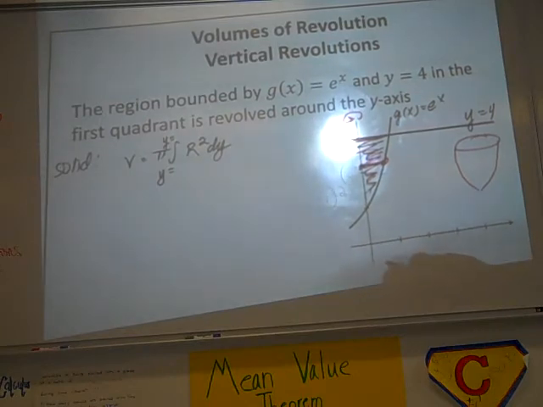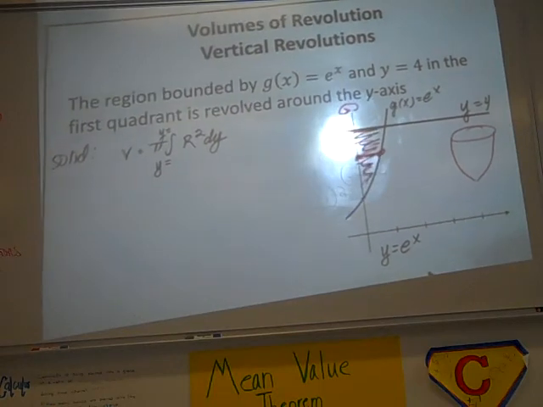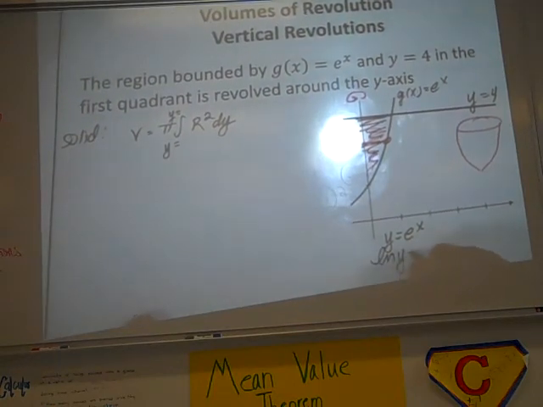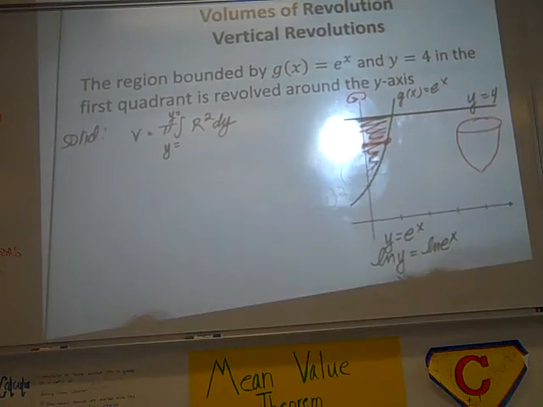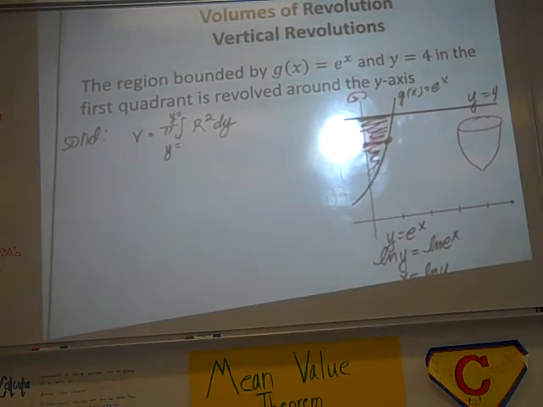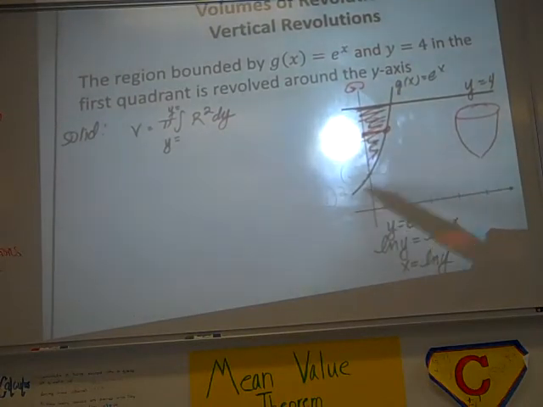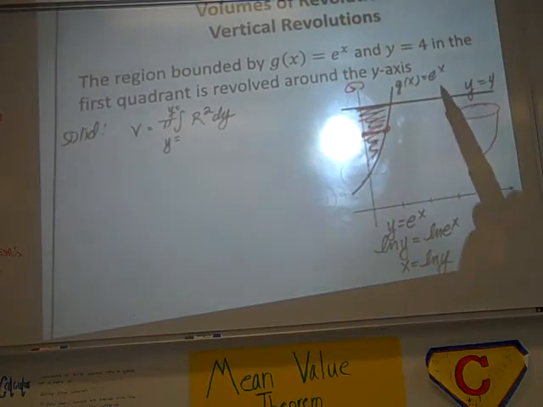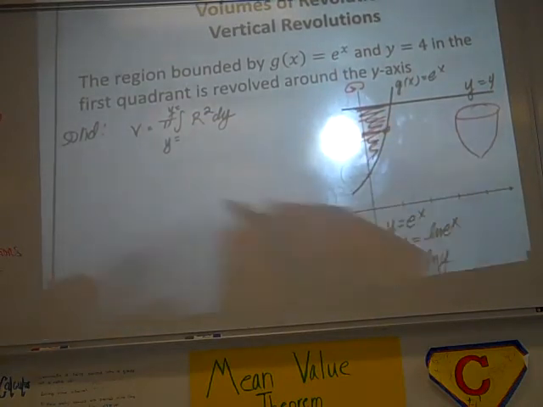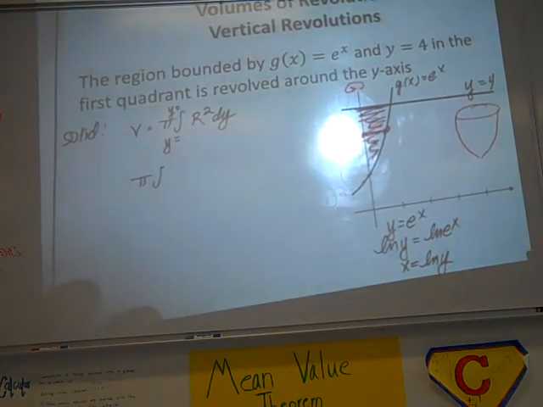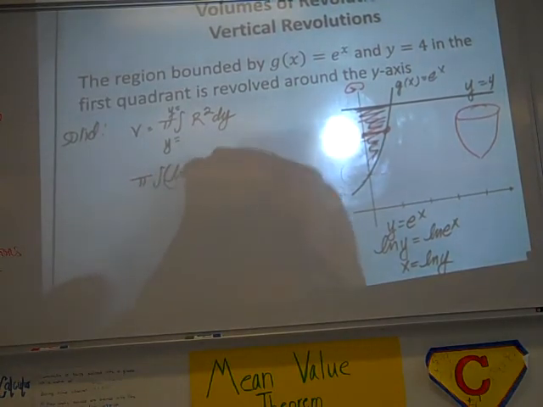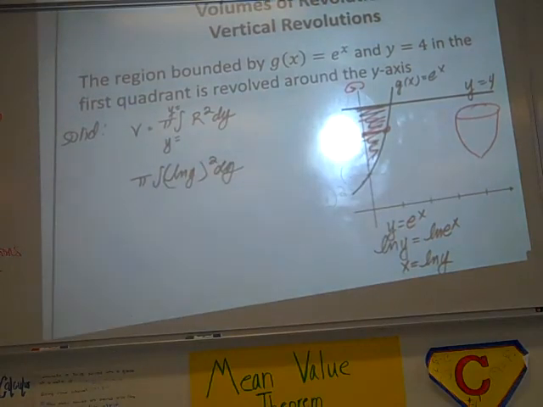So what that means is we're going to take the equation y equals e to the x and rewrite it in x equals form. To do that, we'll take the natural log on both sides like we did before, and we get x is equal to the natural log of y. That is the other way to write this curve over here. Y equals e to the x is the same thing as x equals the natural log of y. X equals the natural log of y is what creates this outer shell, so my volume will be pi times the integral of natural log of y squared dy.